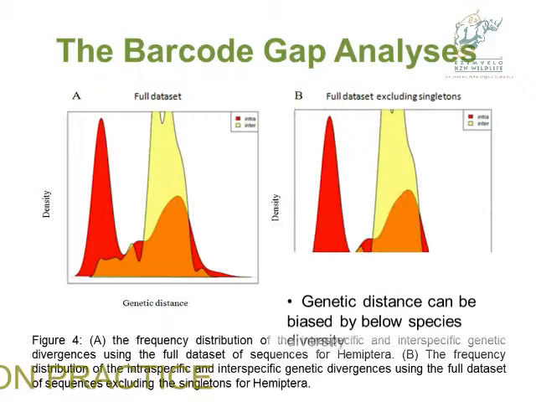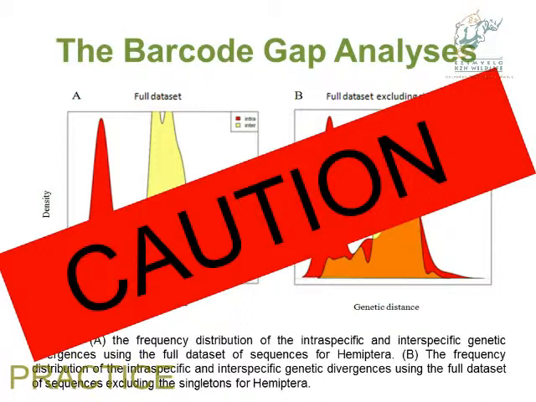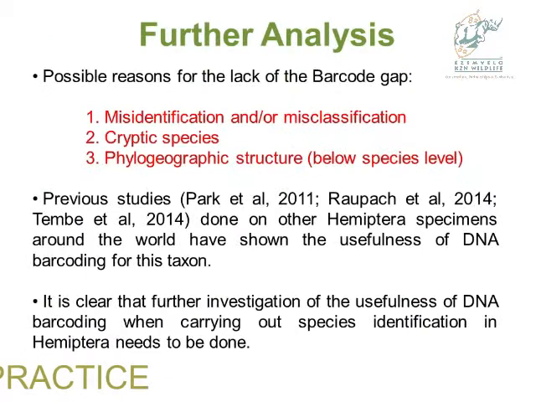again with the singletons removed from the data set. But as you can see here, there's still an overlap. So this analysis needs to be carried out with caution. It cannot just be assumed that DNA barcoding does not work for Hemiptera. As I said, this is my honors project, and I plan on investigating this further, because you just can't assume whether it works or not.